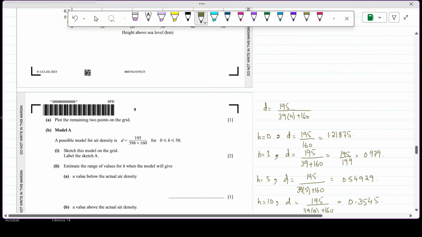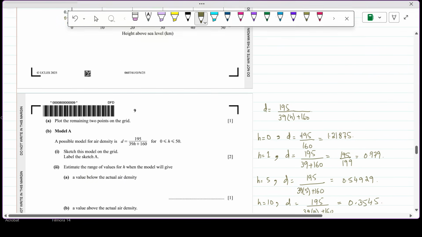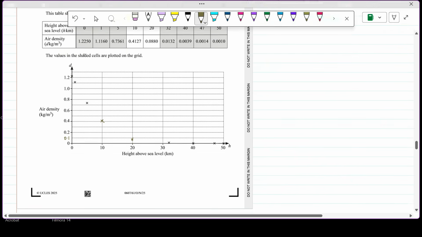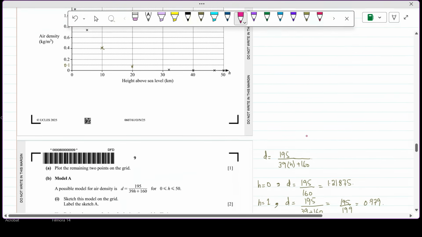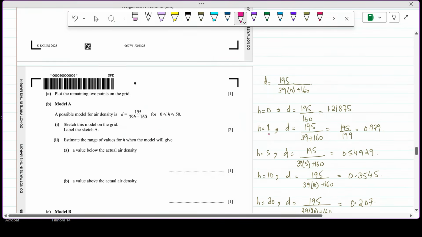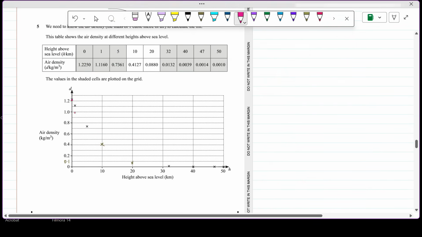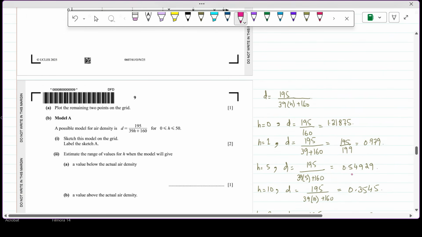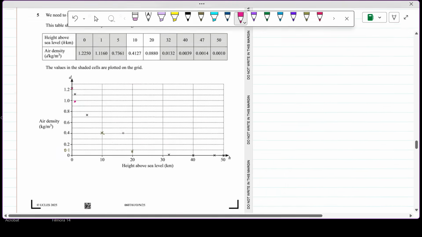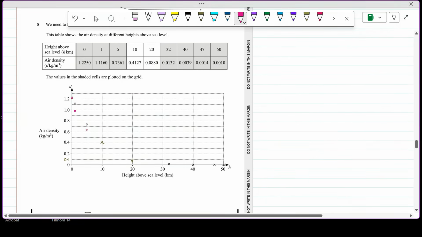When height is 0, density is 1.218. 1.218 is just here. Similarly, when height is 1, the value is 0.979, so 0.979 here. Similarly, when the height is 5, we have the value of air density, which is 0.549. 0.549 here.